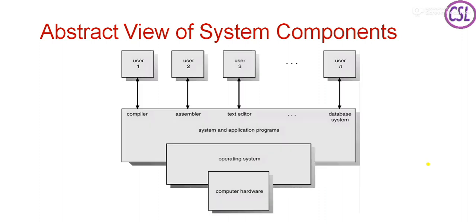Now we will understand the abstract view of system components. We already know there are 4 types of system components. How are these components arranged? At the bottom level we have the computer hardware. To work with the computer hardware, we need a software called operating system, which comes above the hardware. That means when you install an operating system, it sits above the hardware. To work with the hardware, we need the operating system.